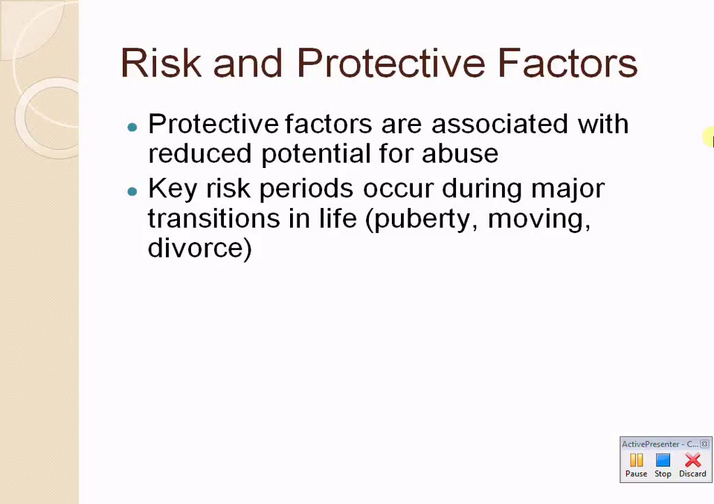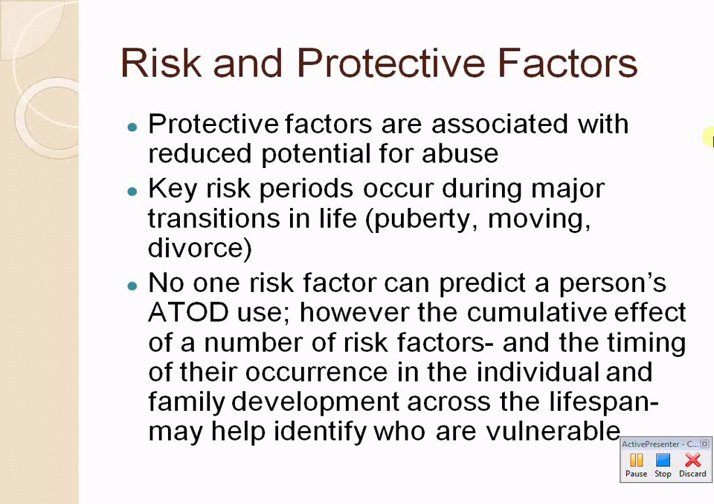So the key risk periods occur during those major life transitions. We talked about that last week when we were talking about adolescence. Those big life transitions: puberty, moving, divorce, marriage, moving out of mom and dad's house, all of those big major life transitions. And then death, ultimately, of friends and loved ones.